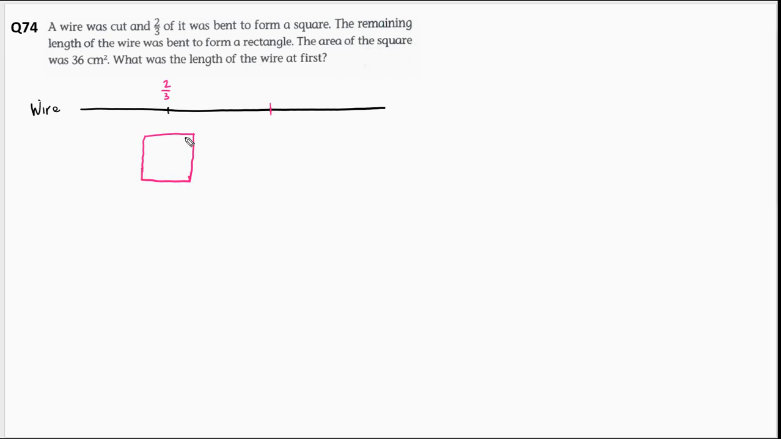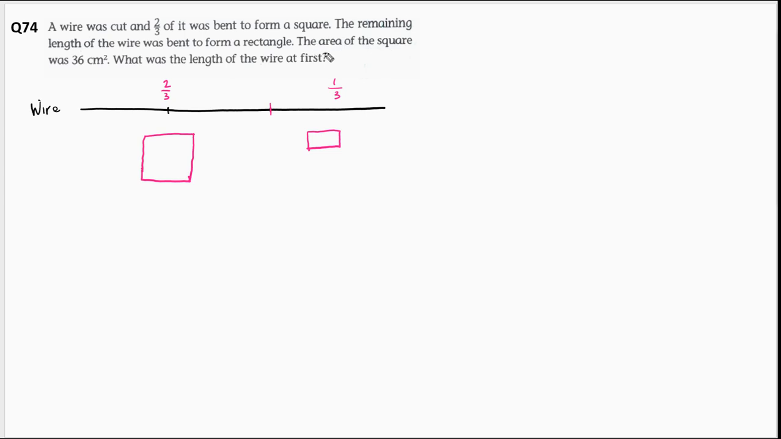Now think about what's happening here. This wire has been used to form, what do we call this outside line? The perimeter of the square. Okay. So this has formed the perimeter of this square. The remaining length of wire was bent to form a rectangle. So this remaining third of wire was bent to form a rectangle. Okay, imagine that's the rectangle.